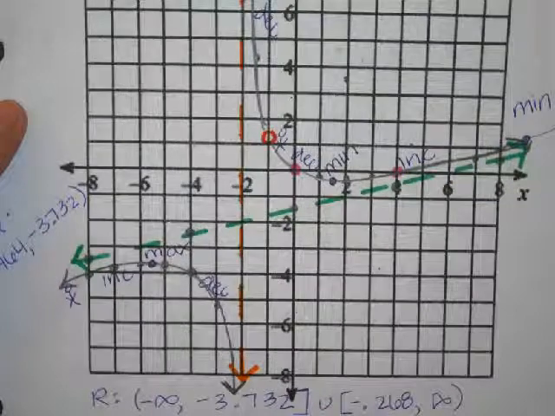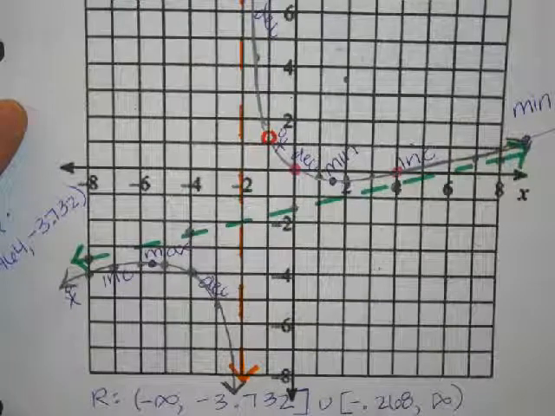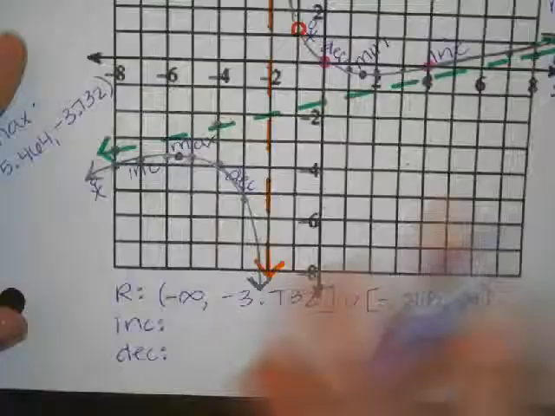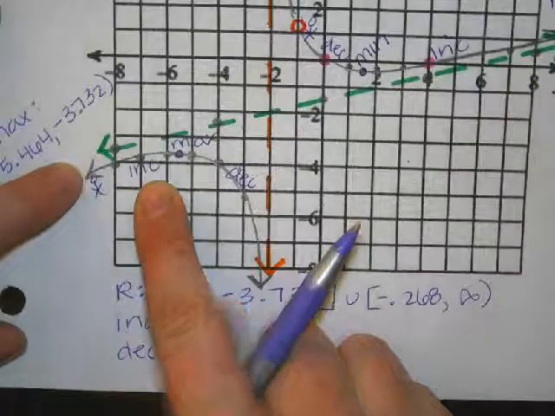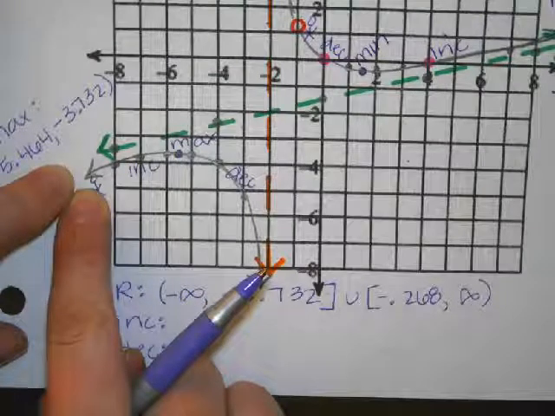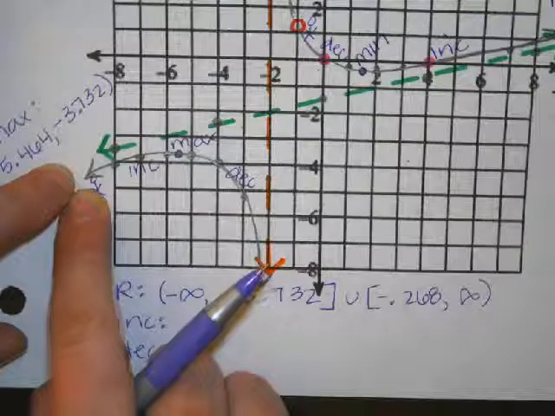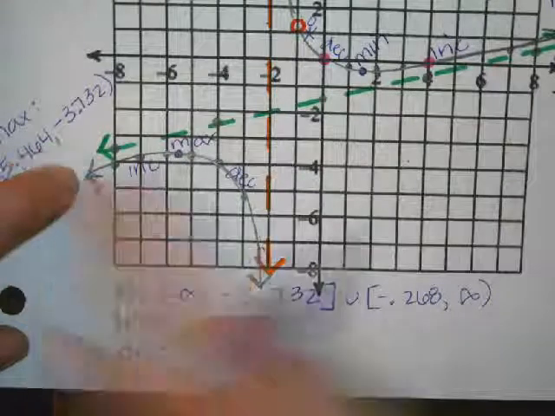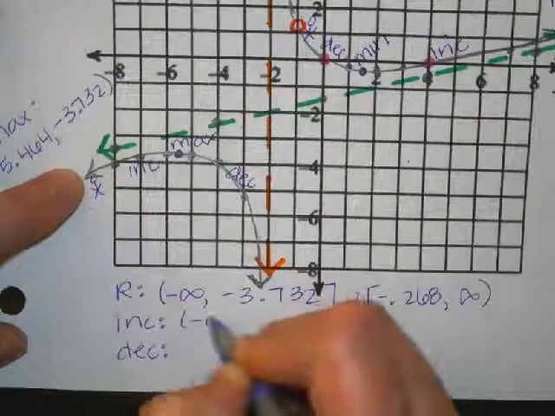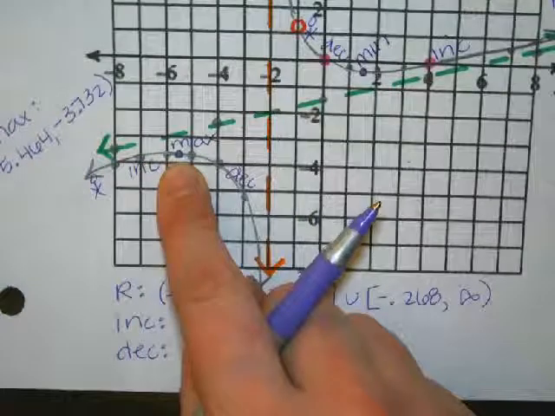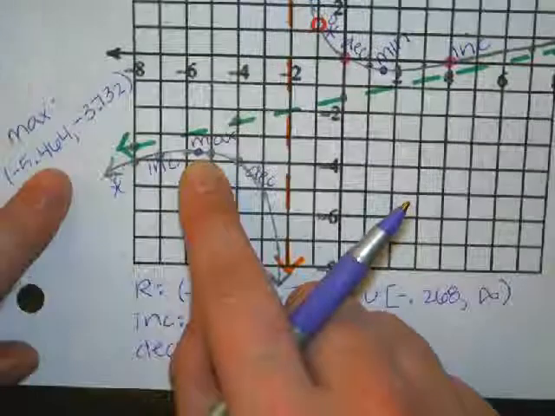So we have increasing, and we have decreasing. Okay, so increasing is first. What is the x value at this arrow? The x value. Negative infinity, right? So x value is left, so that's negative infinity. And it increases to the max. What was the x value of the max?